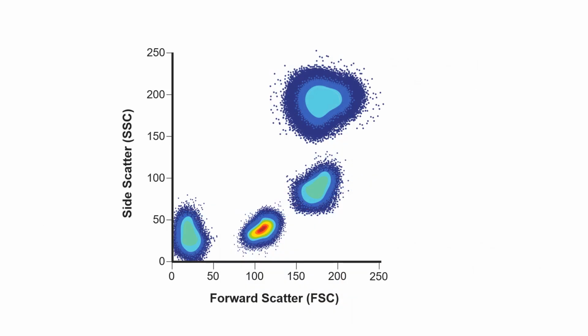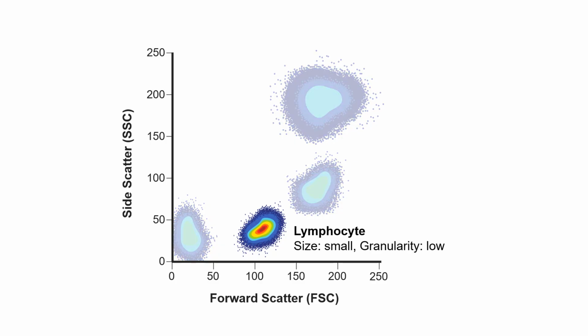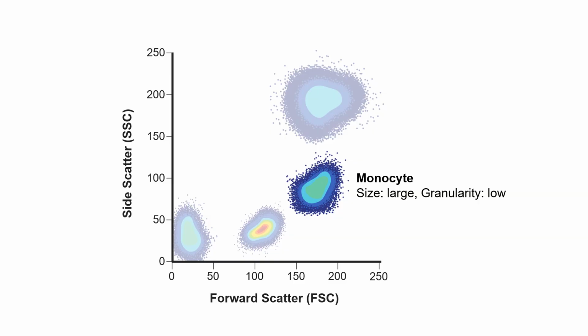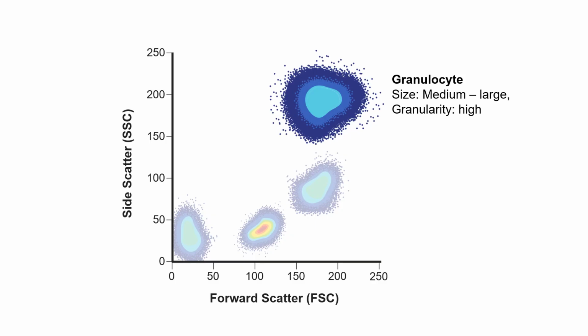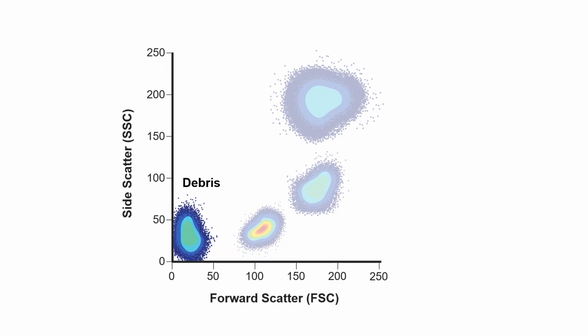If you plot those scattering signals, with the x-axis as forward scatter and the y-axis as side scatter, we can distinguish different types of blood cells. Small forward scatter and low granularity is a lymphocyte, and bigger cells with low granularity are monocytes. Medium to large cells with high granularity are defined as granulocytes. And if the amount of scattering is low, then usually those are fragments or debris in the cell mixture.